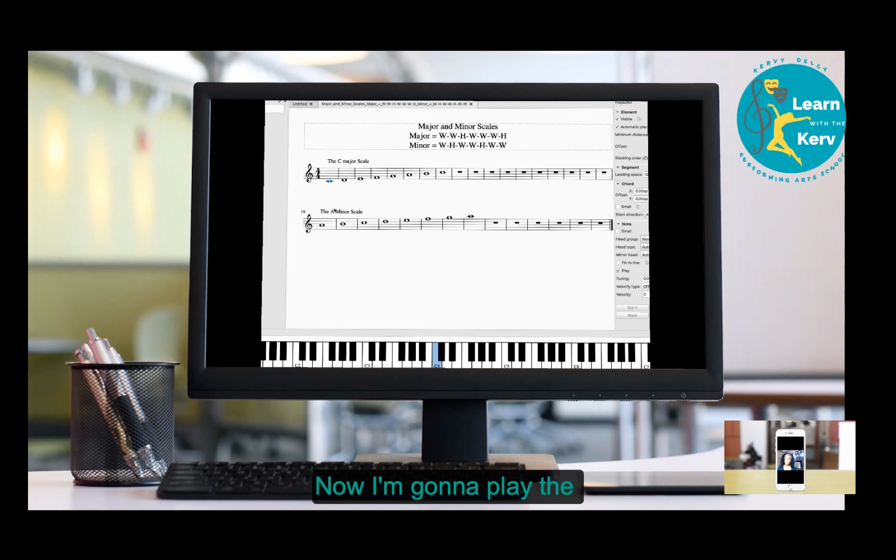Now I'm gonna play the A minor. You're gonna hear how it sounds a bit sad. Now, if you pay attention, especially in the second half of the scale, it sounds a bit depressing. Let me play it again.